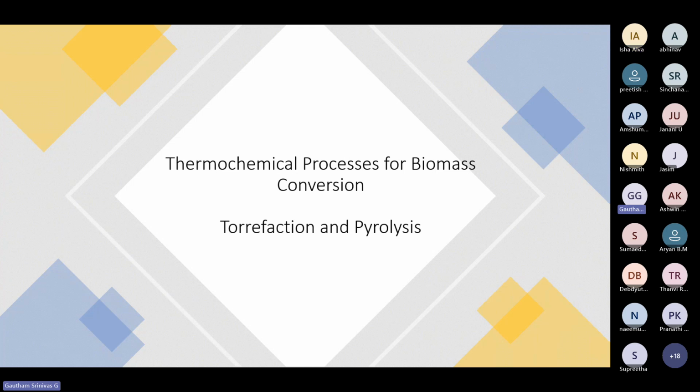Okay. So torrefaction, what is torrefaction? It's just a mild form of pyrolysis. That's it. So pyrolysis happens at, let's say, 600, 700 degrees Celsius. Torrefaction happens at 200 to 300 degrees Celsius. So what is the use of torrefaction? There are a few uses. We'll just have a look at torrefaction right now.